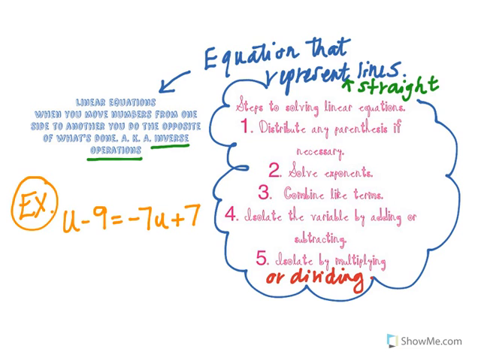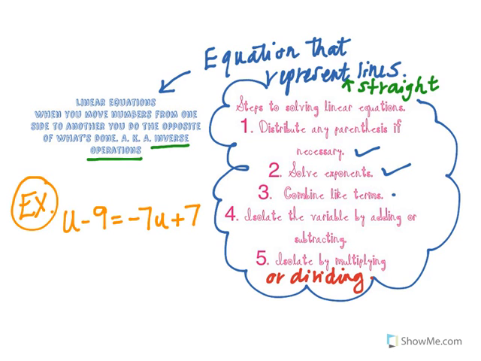Okay, in this particular problem, we're going to check first to see, do we distribute any parentheses? Since there are no parentheses, then we can skip this step. We've already checked to make sure that there's nothing to distribute. We don't have any exponents, so we don't have to do any of that. Combine like terms. On each side, you have u's and you have numbers. So you have variables and numbers, so you don't have to combine like terms.